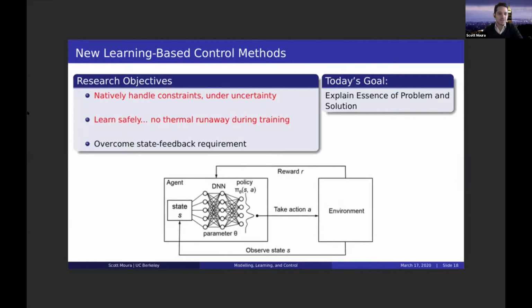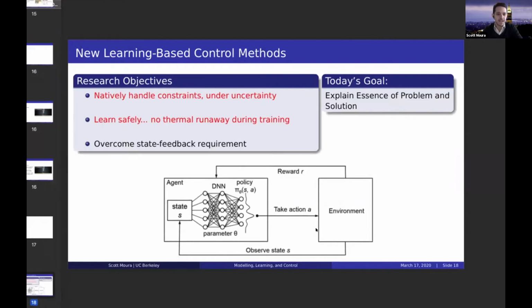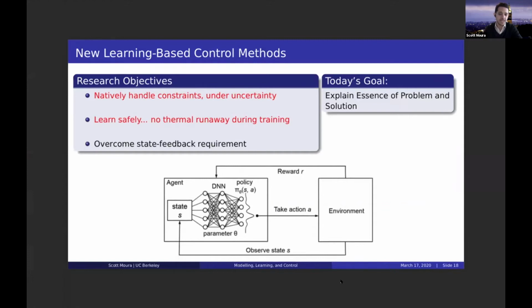So the research objectives are to natively handle these constraints under uncertainty, because generally these models are uncertain, and to learn safely. That is, as we're training the battery to charge faster and faster, we want to do it in a conservative way where it's not being too aggressive to enter, for example, a thermal runaway event during training, and also overcome the state feedback requirement. The first two we're going to accomplish today. The third is some ongoing work.